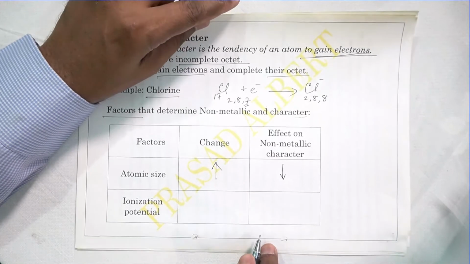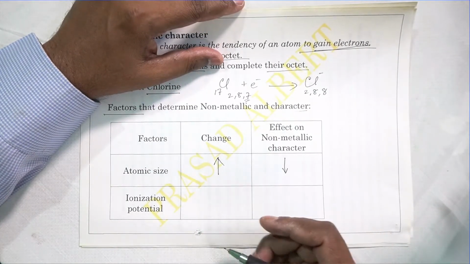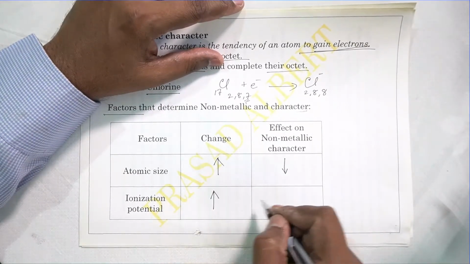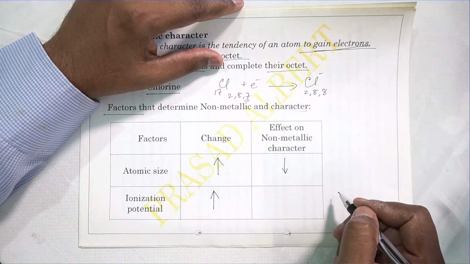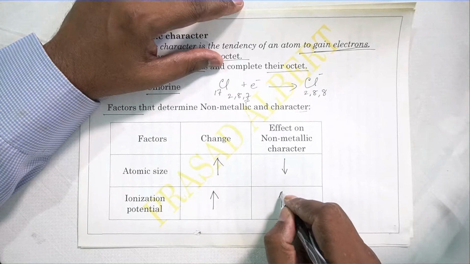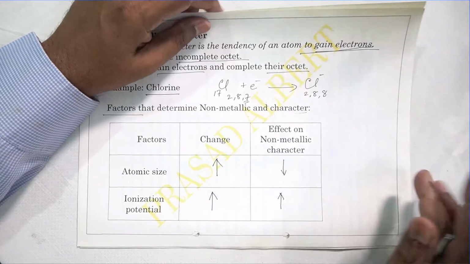And in the same way, what is ionization potential? Ionization potential is the amount of energy required to remove an electron. When ionization potential increases, it means it is difficult to remove an electron. In other words, the non-metallic character here is increasing. The atom pulls the electron strongly. That means the non-metallic character is increasing.